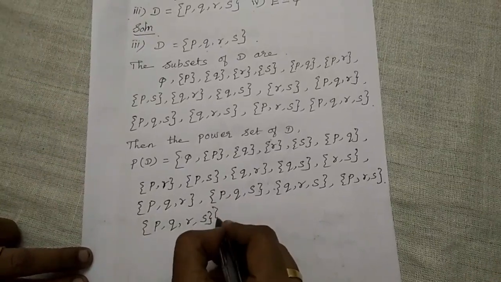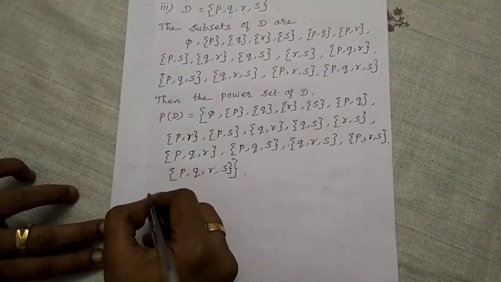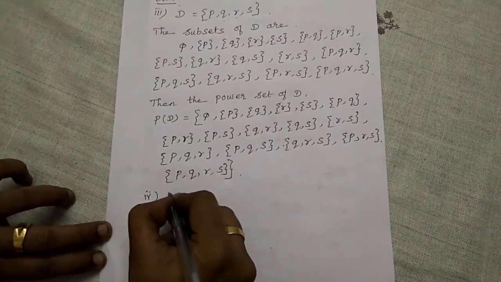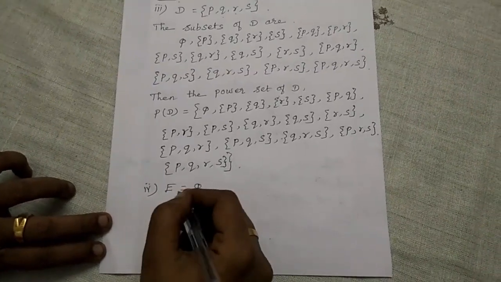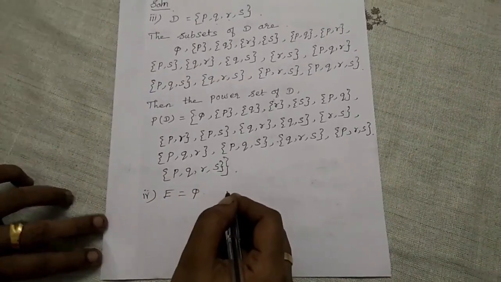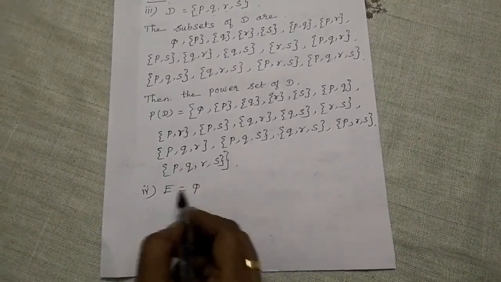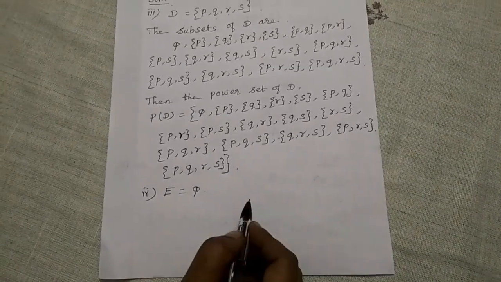opened the set, then we have to close here. Next, fourth sum, E is equal to null set. What's the subset of null set? Null set is the subset. Okay, then E is equal to null set, then the subset is also the null set only.